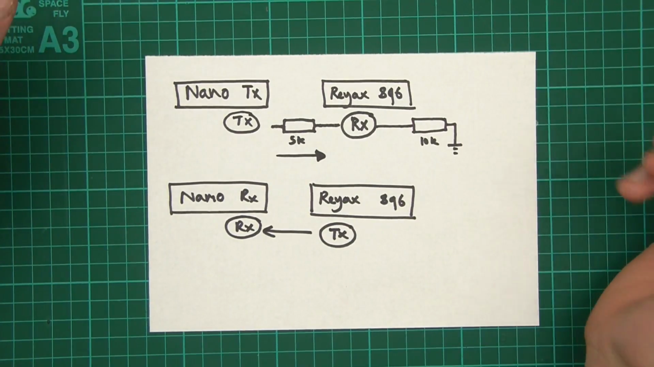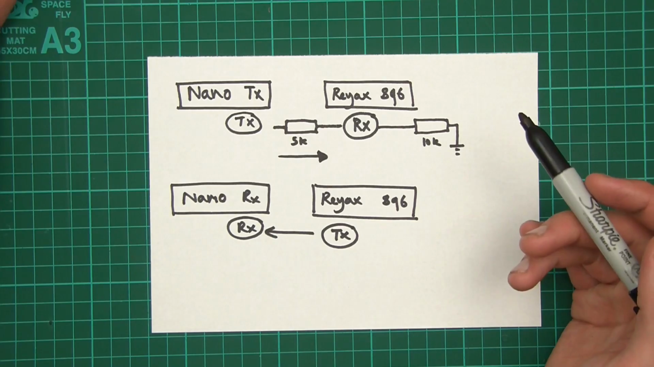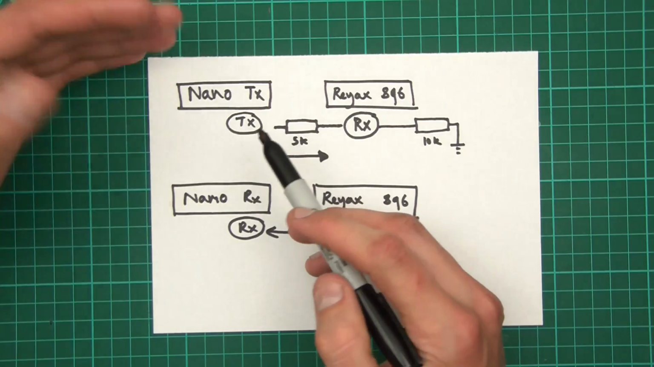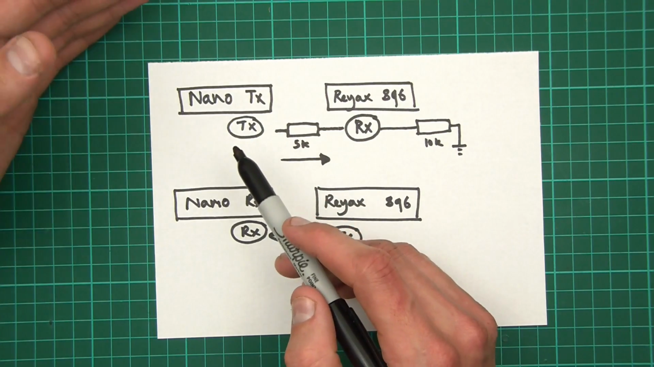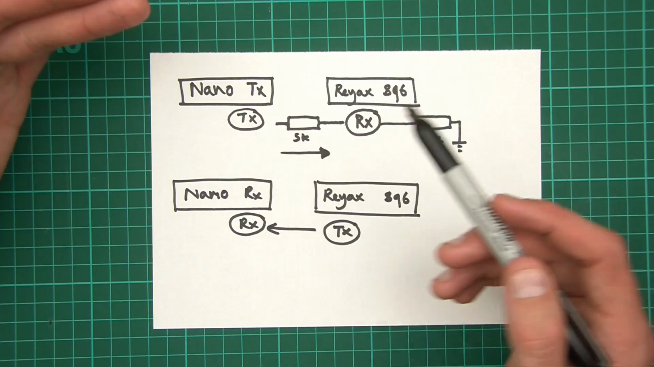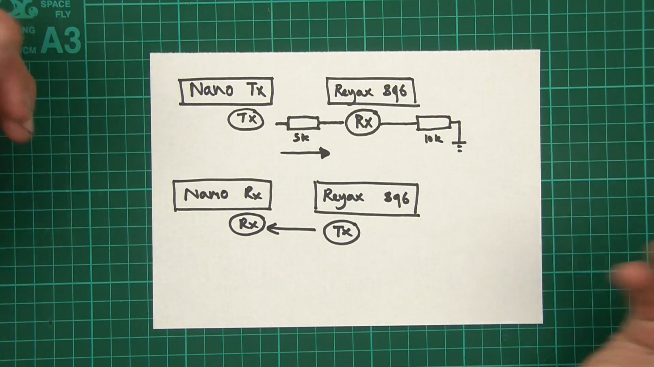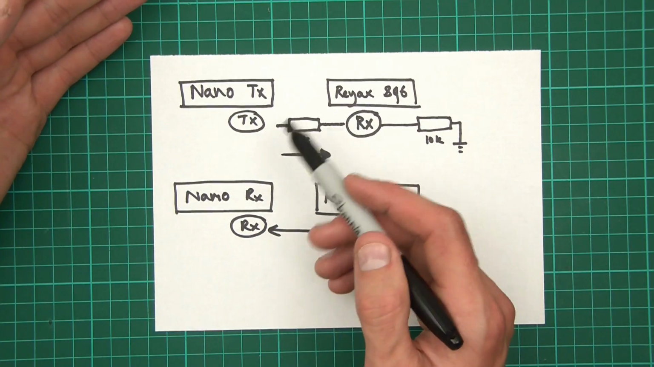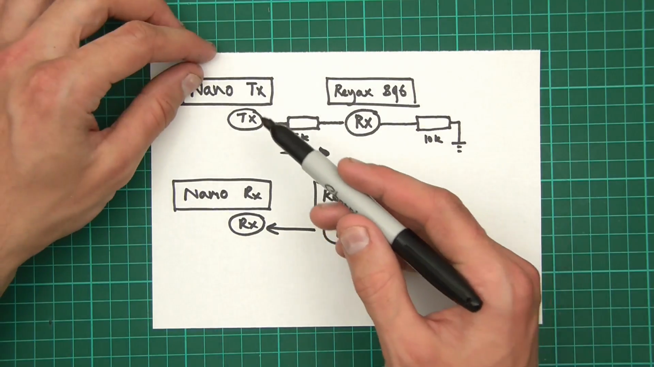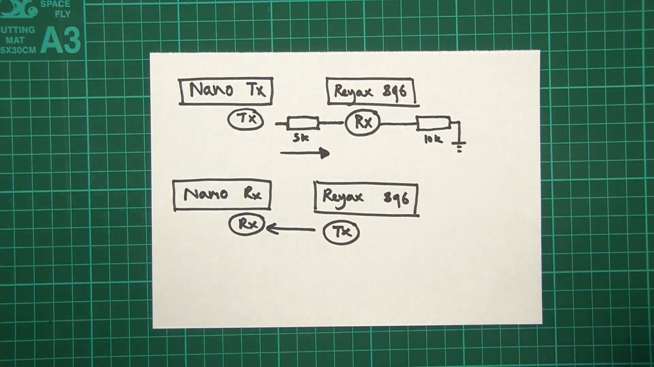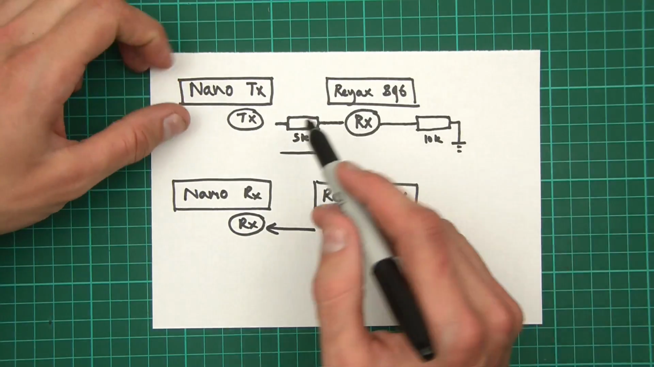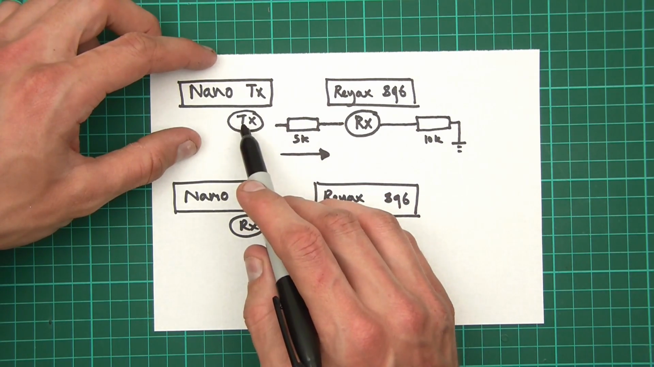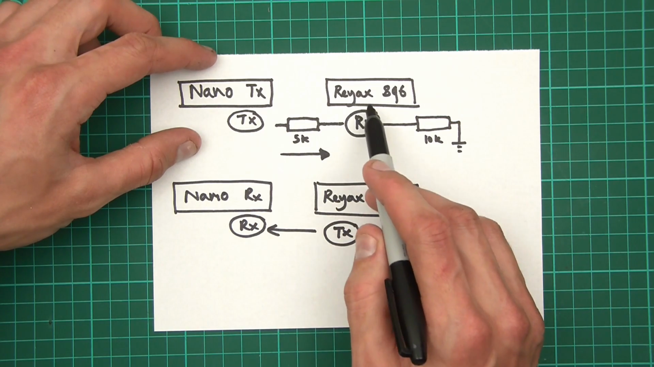Okay, so I've got the two devices. I've got one with address 0 and one with address 1. But now, remember that all of these are serial devices. The Arduino Nano, Pro Mini, Uno, the ESP32, ESP8266, whatever, and the Reyax 896, they're all serial devices. So they all have a TX pin and an RX pin. And they use the TX pin to transmit something, and they use the RX pin to receive something. So what I'm going to do here is that with the Nano, I'm going to use its TX pin and send a message via serial to the Reyax's RX pin.